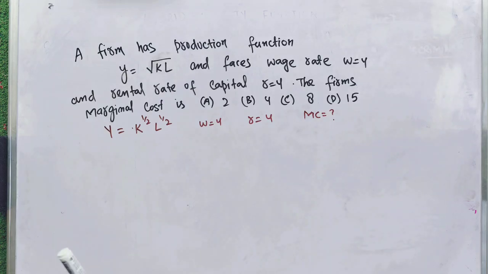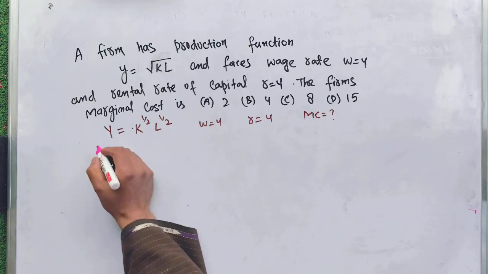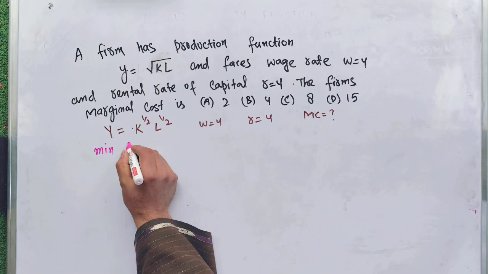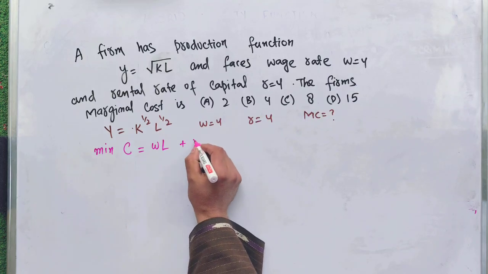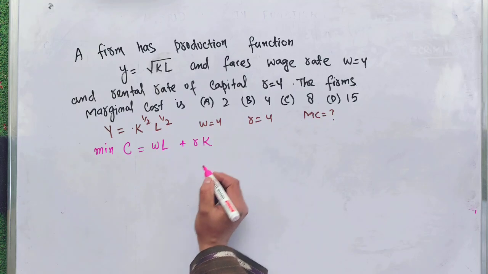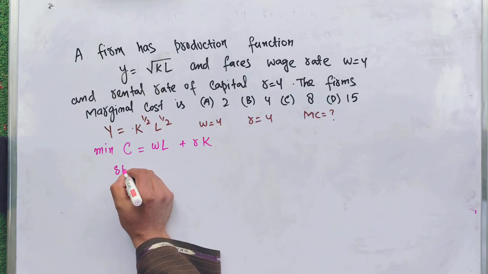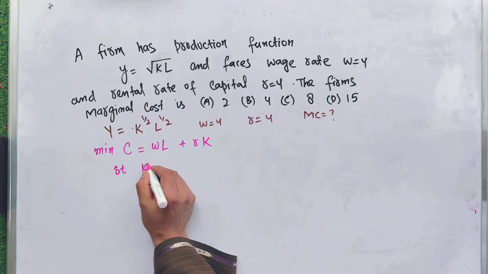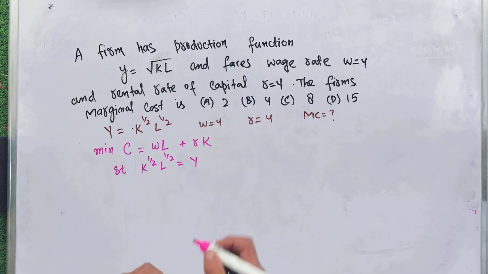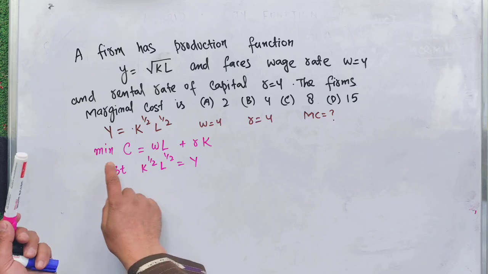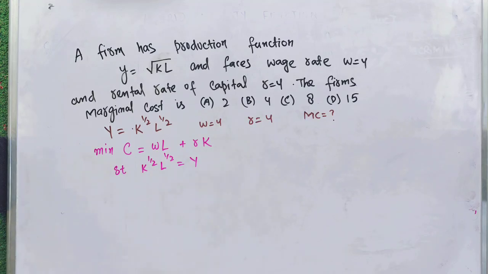Okay, so to find out the marginal cost, what we need to do in this case, we want to solve the question using the cost minimization principle. That is, we want to minimize the cost. What is the cost? Cost is the wage rate times units of labor employed plus rental rate of capital times the units of capital employed, such that K raised power 1 upon 2 times L raised power 1 upon 2 should be equal to y. We want to minimize the cost subject to the production constraint.